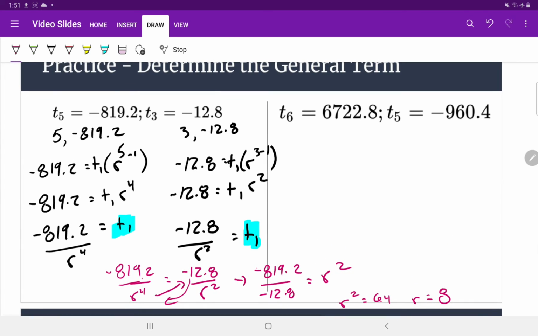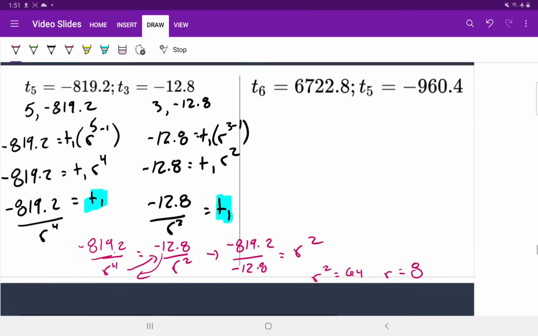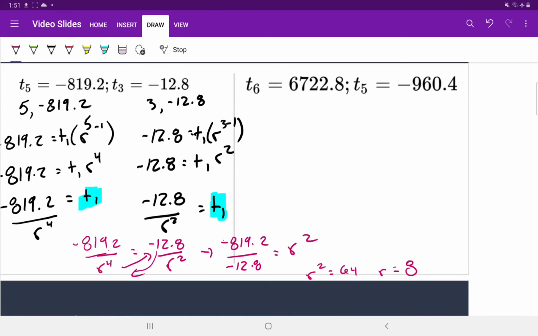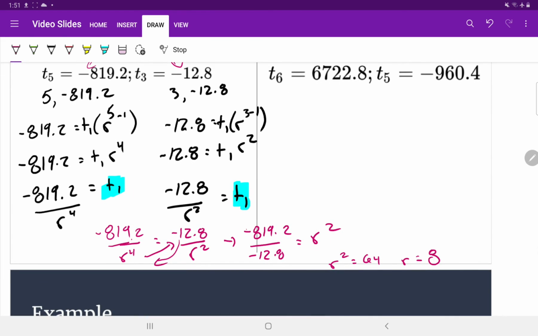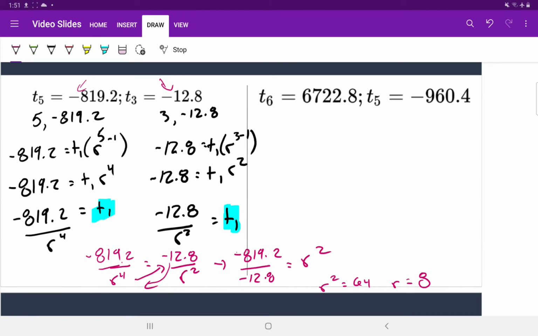Then we're going to have the question, should that be a positive or a negative 8? And this is the actual interesting part here, because I have two negative numbers. Interesting. I'm going to actually have to solve for T1 here just to make sure, because I'm not sure I can just say it's going to be negative right off the bat.